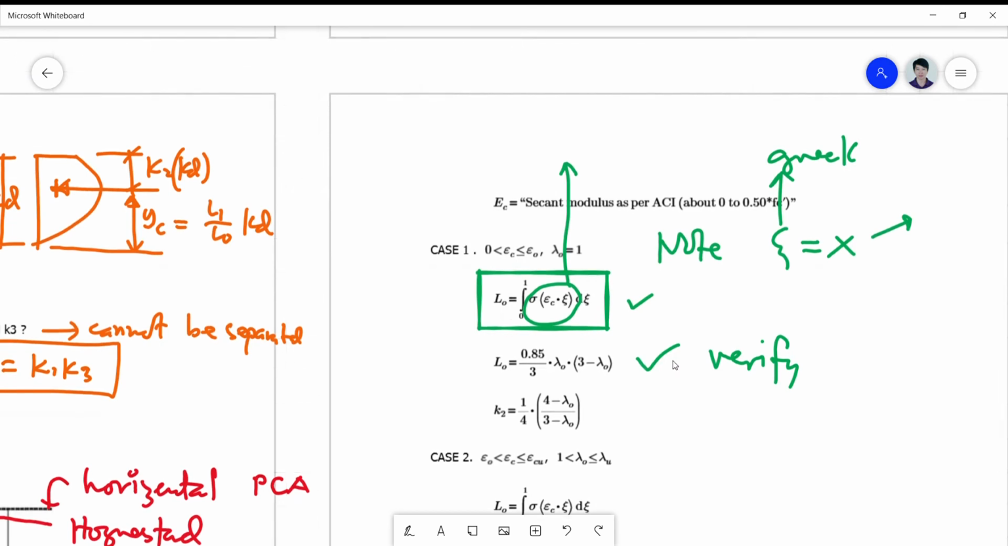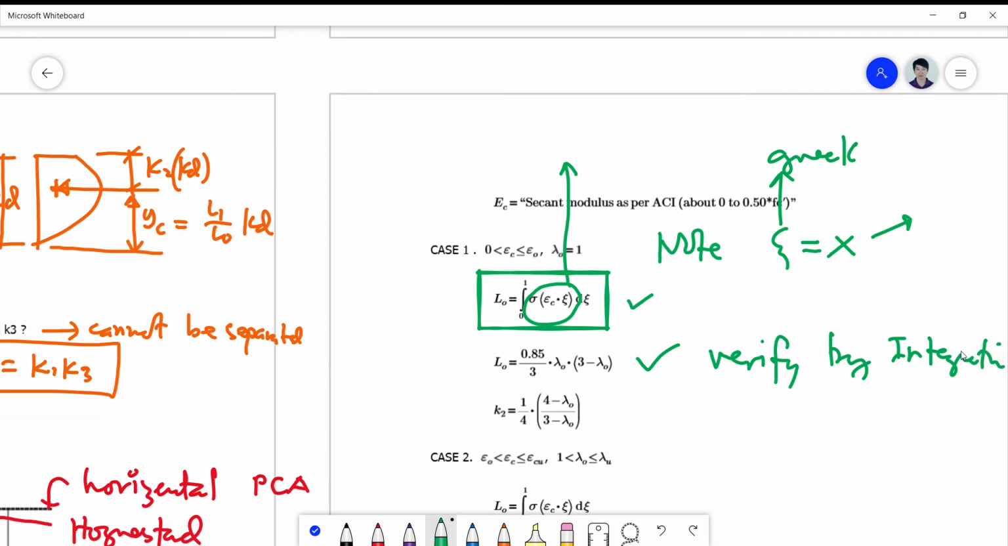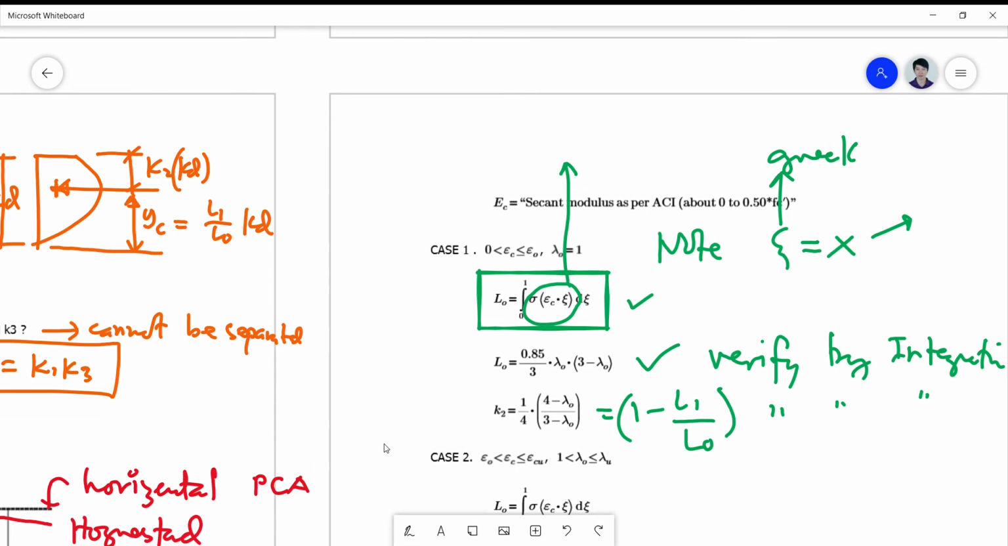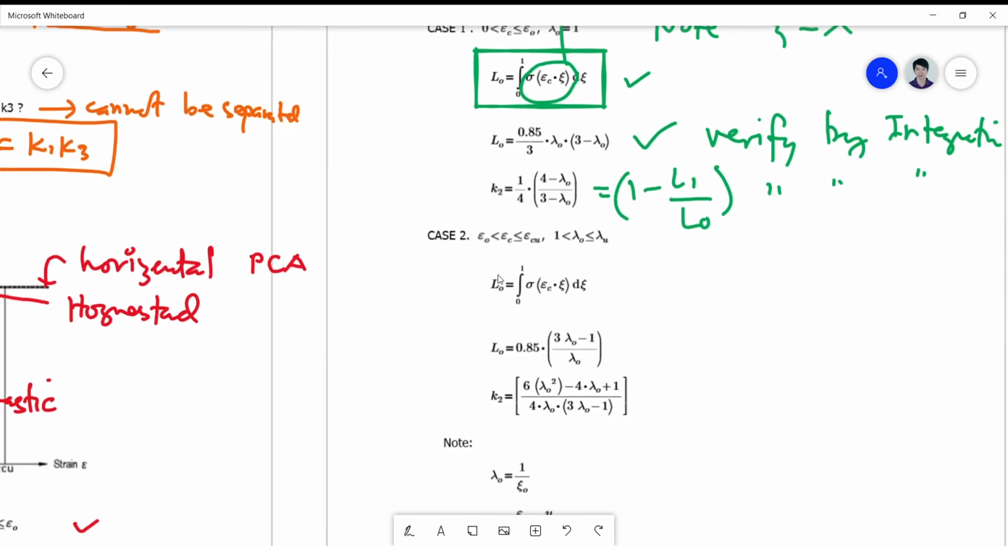So you have to verify this by integration. And you can also get K2. Again, what is K2? This is 1 minus 1 over lambda O. You can verify again by integration. So, there is an answer already, right? So in case 2, it is the same. This must be verified.